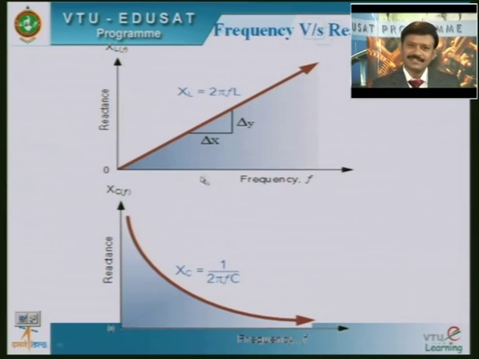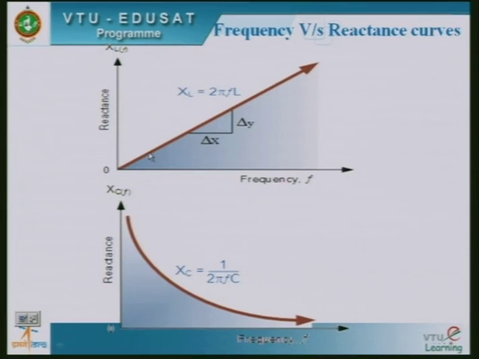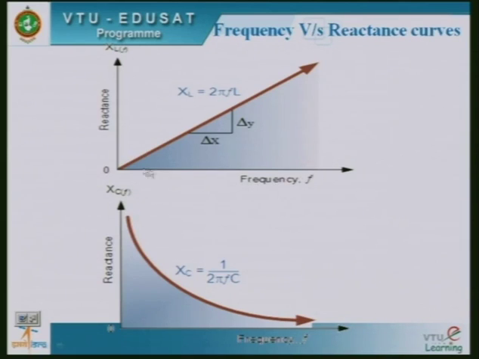After understanding the concept of resonance, we will go to a few characteristics, the frequency versus reactance curves. The frequency is taken on the x-axis, reactance on the y-axis. Here in the first graph, inductive reactance and frequency are taken. The frequency is directly proportional to inductive reactance with respect to this expression, XL equal to 2 pi FL.